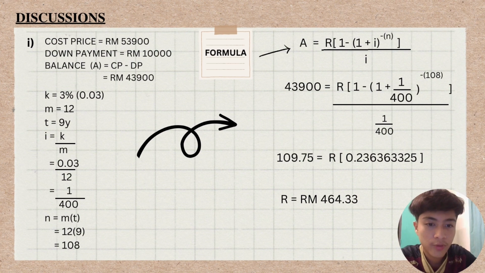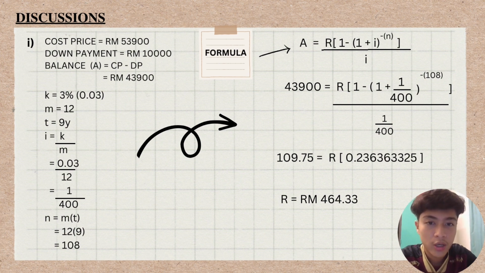For the first objective, we must find the balance after the down payment is made. To get the balance, the cost price will be minus the down payment, and we will get 43,900 ringgit. For K equals 3%, M equals 12, T equals 9 years, I equals 1/400, and N equals 108.